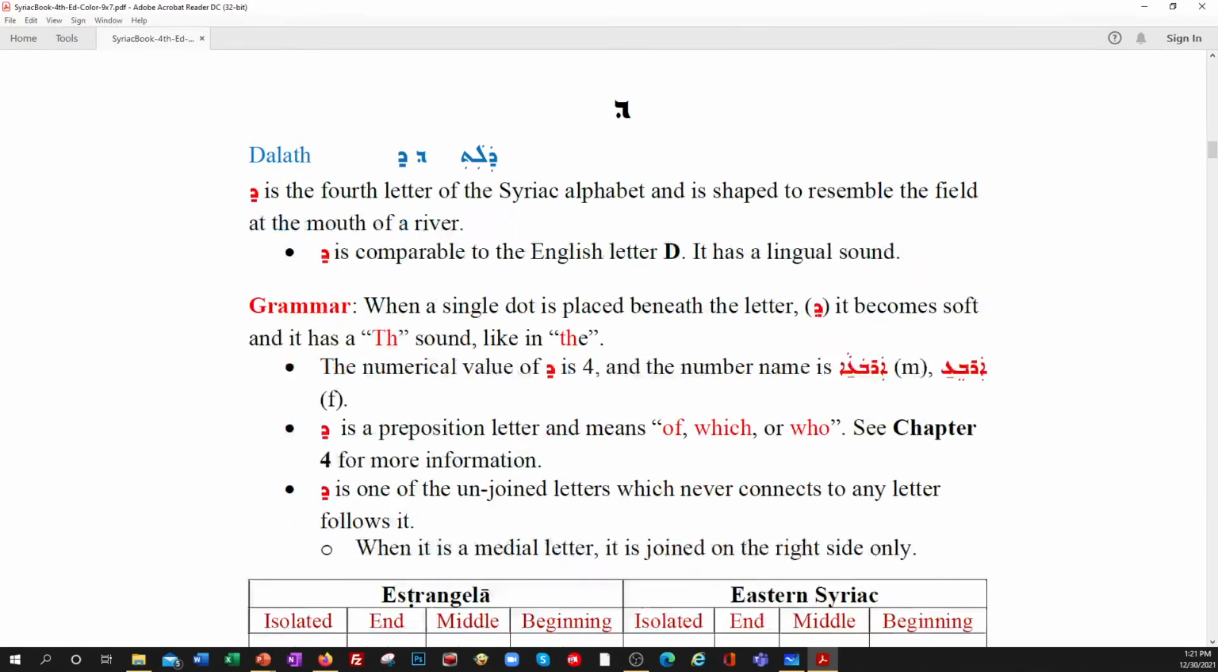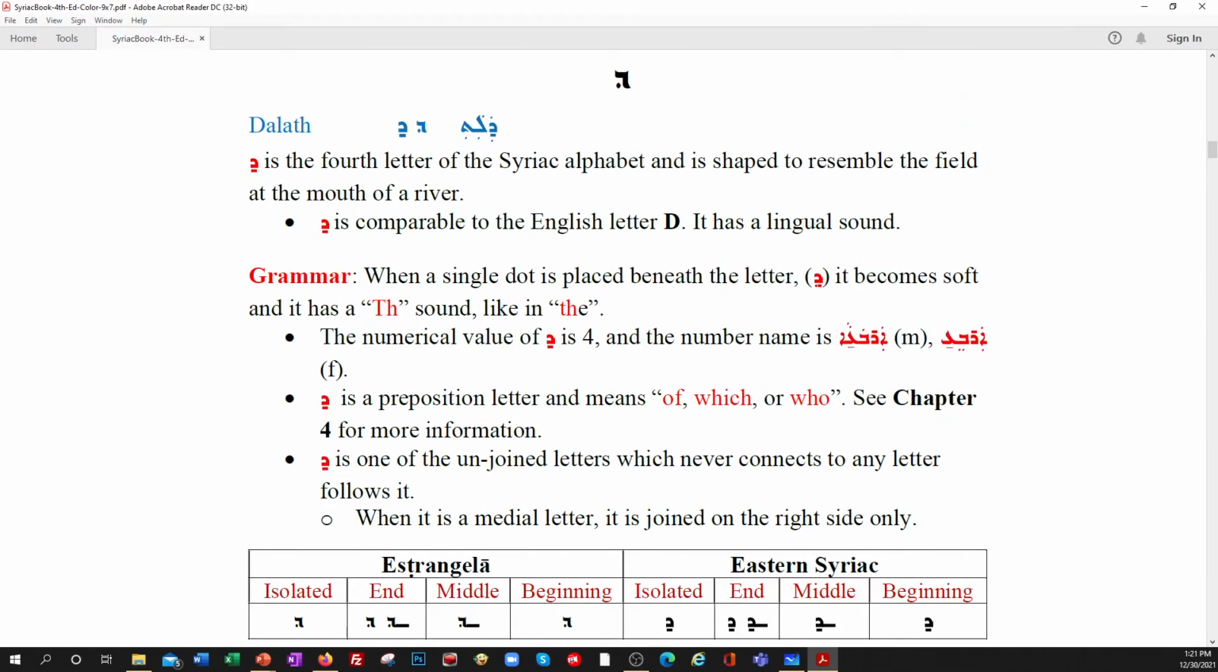The last letter of this group is dalath. Okay, dalath has the Syriac, Eastern Syriac, and Strangilo forms. It is a D in English, and we have one grammar rule about this letter. When it has a single dot, you see here in this book it is shown next to the line underneath it, this is the sound of TH in English, like in the. Okay, like when we say the. The numeric value for dalath is 4. The name of that number is arba for male, urza, arbe for female, naqwa.